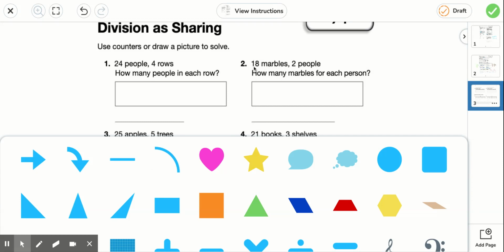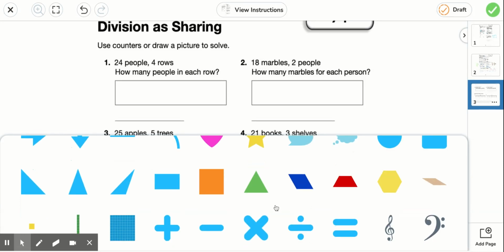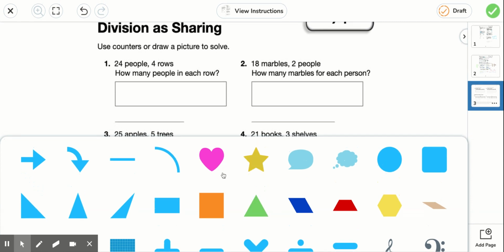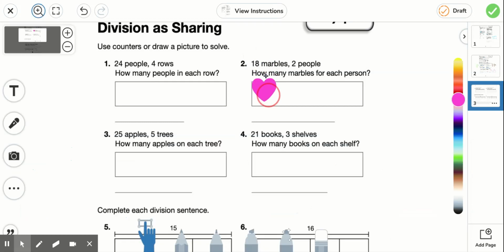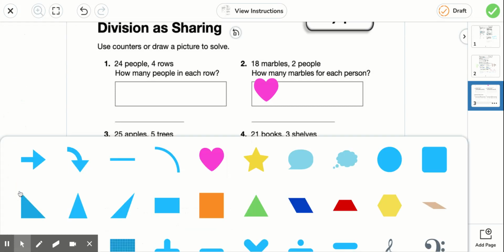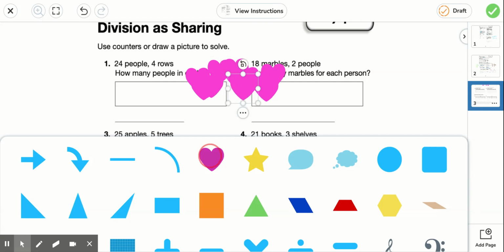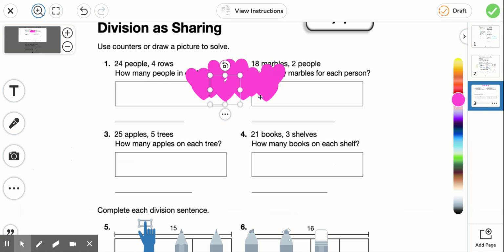And let's say it says 18 marbles between 2 people, and you want to use a marble. Maybe your marble is, I don't know, maybe it's a heart-shaped marble. You could do that. You could say, well, here's one of my marbles. And if you need 18 of them, whoa buddy, you're going to be drawing lots of hearts. 1, 2, 3, 4, 5, 6, 7, 8, 9, 10, 11, 12, 13, 14, 15, 16, 17, 18. All right, you got your 18 marbles.